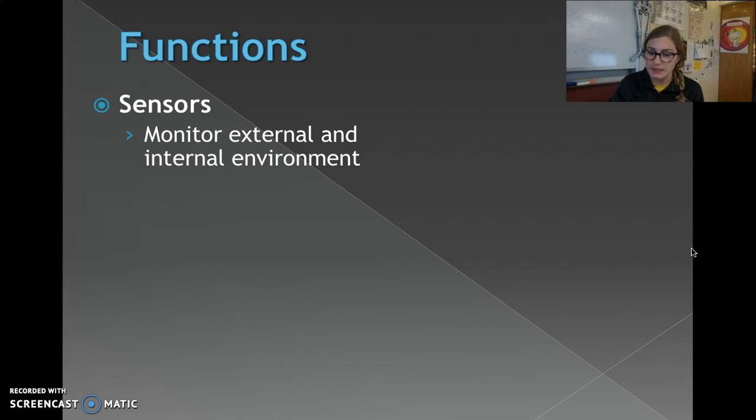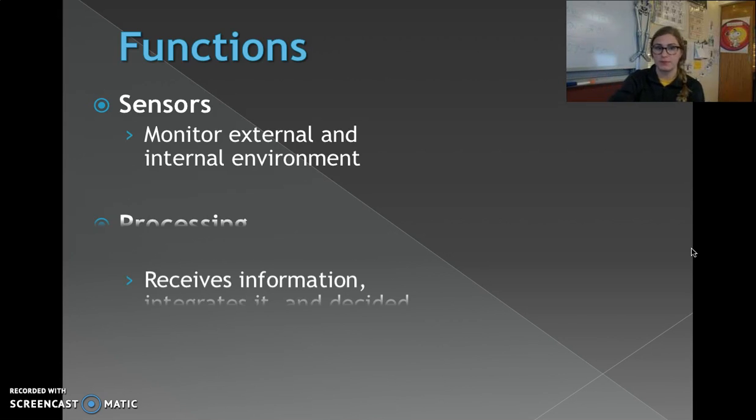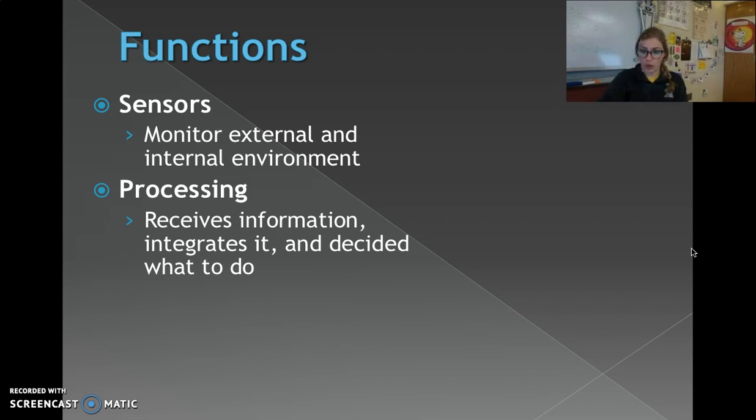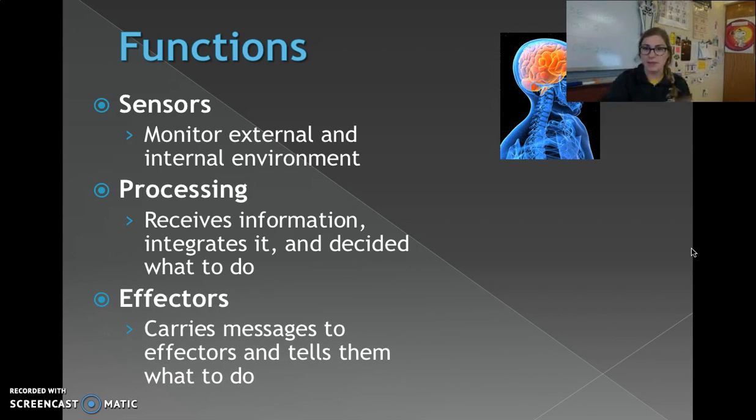Your central nervous system and peripheral nervous system work together to monitor the external and internal environment of your body. Then they process that information. It is mainly the central nervous system that does that processing, integrates it, decides what to do, and then that message is sent away to the effectors in order to get that mission done.